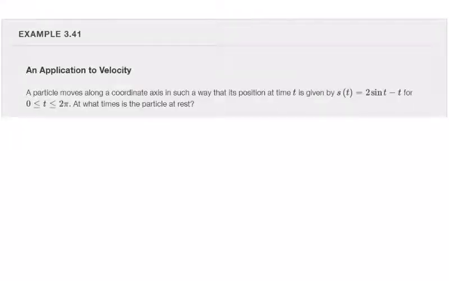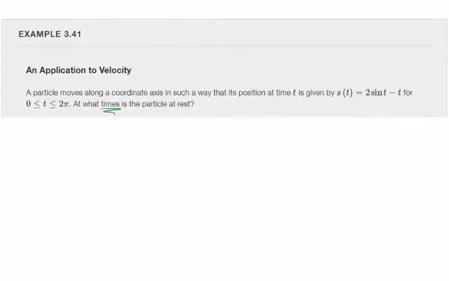All right, so now let's look at some applications. So here we have velocity, right? We have a particle that moves along the coordinate axis, just like we've talked about before, in such a way that position is given by this function. Now we have the same thing as before, but the position function has a trig function in it, right? They give us an interval from 0 to 2 pi, so that's one full cycle. Basically in degrees it would be 0 to 360, so one full rotation around the unit circle. And at what times is the particle at rest?